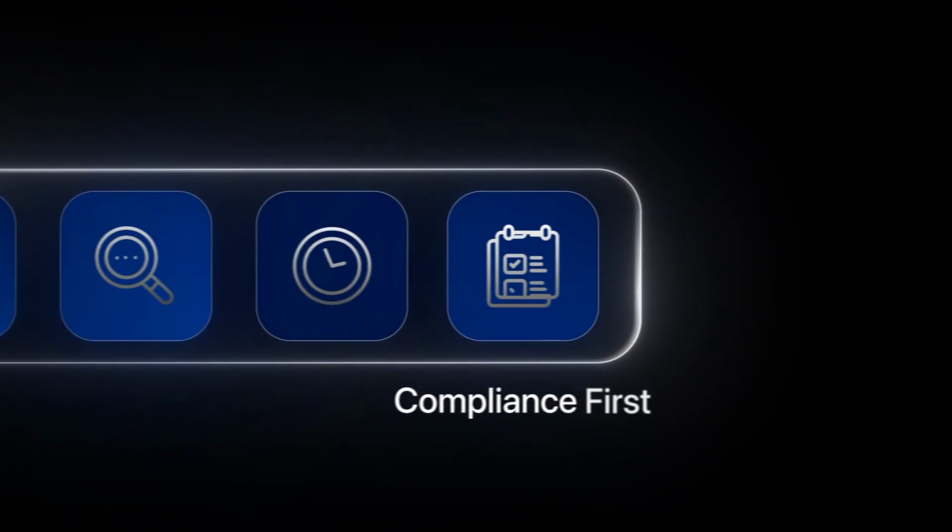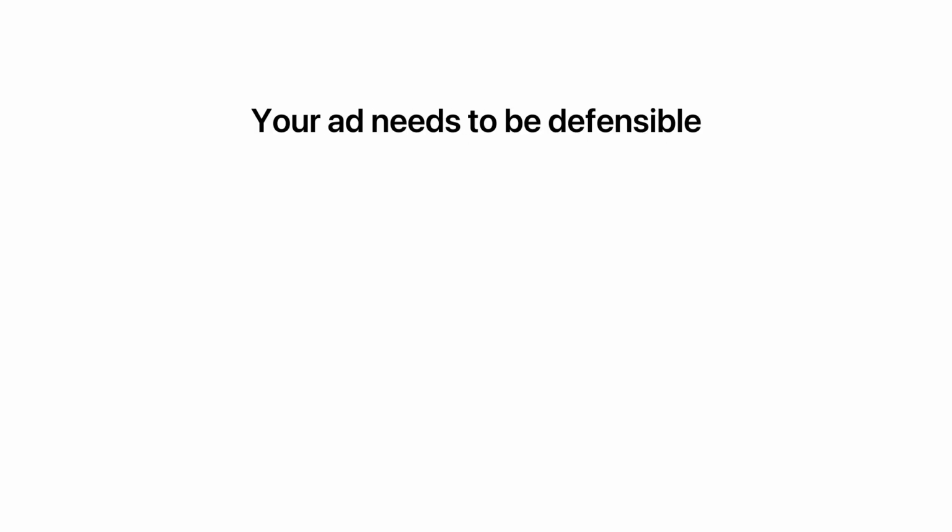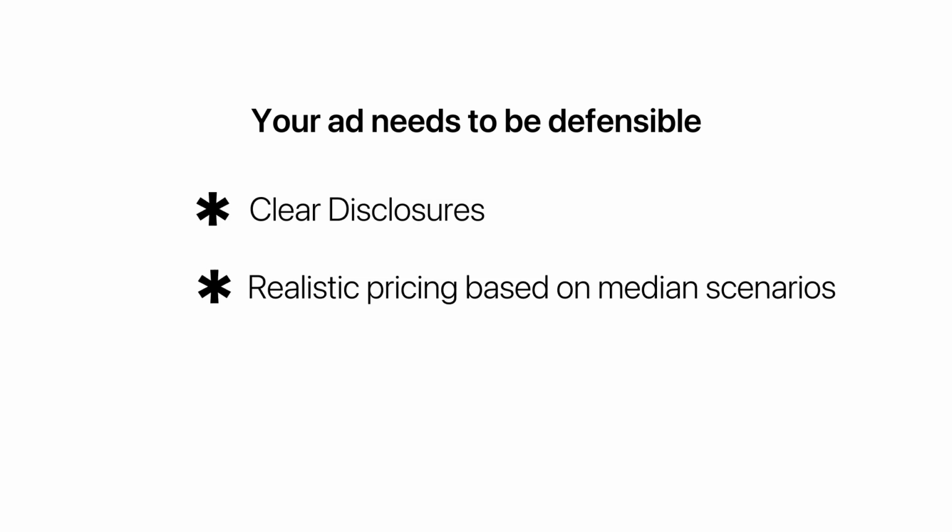Element 5 is compliance first. This is where most agents get burned. You can't say final expense from $9 a month if that's only available for a 50-year-old, non-smoker, in perfect health. The FTC and state insurance departments are cracking down hard on all of this. Your ad needs to be defensible, which means clear disclosures, realistic pricing based on median scenarios, and no bait and switch tactics. Now let's talk about platforms.